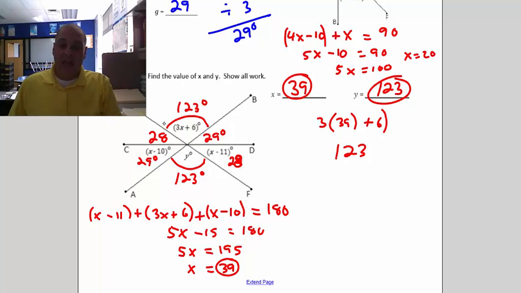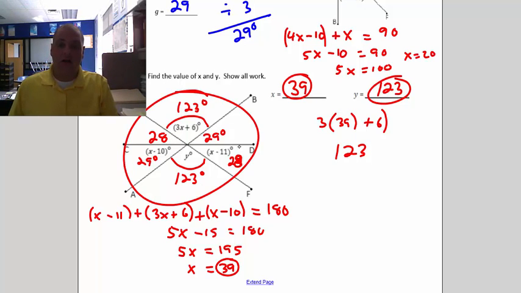To check it, add them all up. You're going around a circle, right? So all those angles should add up to 360. 123 plus 28 plus 29, that's 180. And so if that's 180, then this must be 180. 180 and 180 is 360. So there are a lot of different ways to check. Check any that create a straight angle. You got your 180 there. And I will see you in class tomorrow to work on this a little bit more.